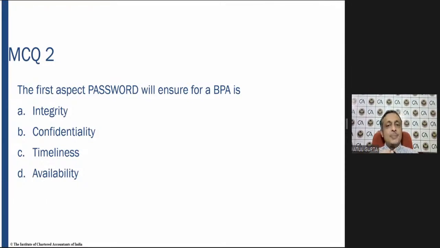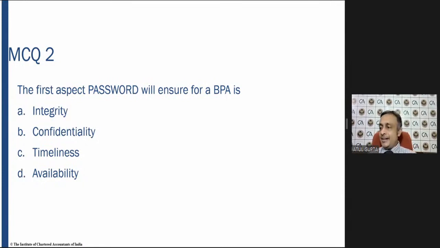Okay. So the first aspect a password will ensure for business process automation is... you have to say A, B, C, or D. I gave this example. I am allowing you to answer the question. I know that there's a time lag. You need to put in a lot of data to answer questions, so I just wait for it. Some video lag, just check at your end.